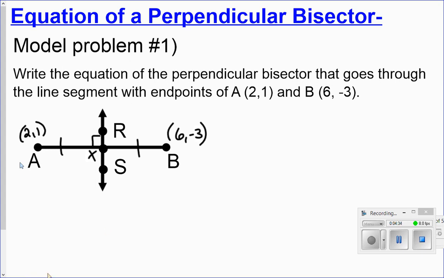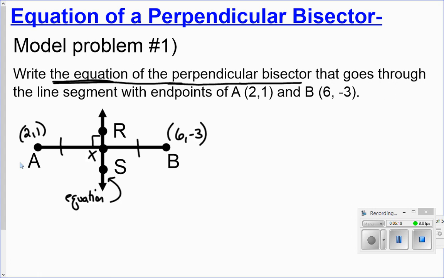So in this question, we're supposed to write the equation of the perpendicular bisector. So remember, line RS is the perpendicular bisector. So in other words, I want to find the equation of this line, line RS. So the first thing that I'm noticing is that line RS is in the middle of line segment AB. So we already talked about earlier how to find the midpoint, and that's where we're going to start. We're going to find the midpoint of line segment AB. So let's go ahead and do that.